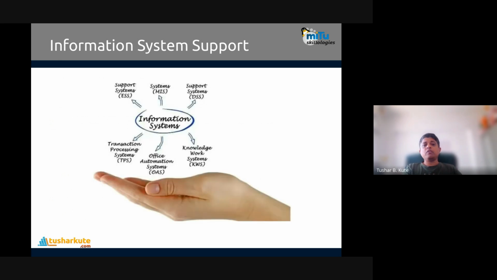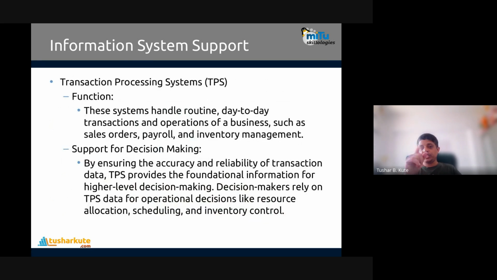There are various other parts of ISS, Information System Support. With the help of them, it's possible to make an informed decision. First we have ES, Executive Support System, MIS, Management Information Systems, then Decision Support Systems, Transaction Processing Systems, Office Automation Systems, and Knowledge Work Systems. These different types of ISS can help decision makers make an informed decision. What is the meaning of it? The first is Transaction Processing Systems, TPS.